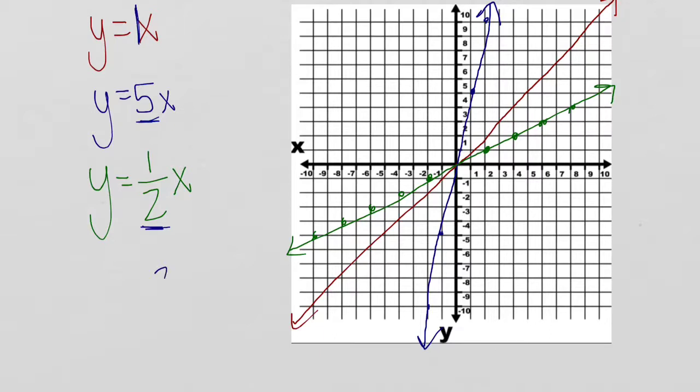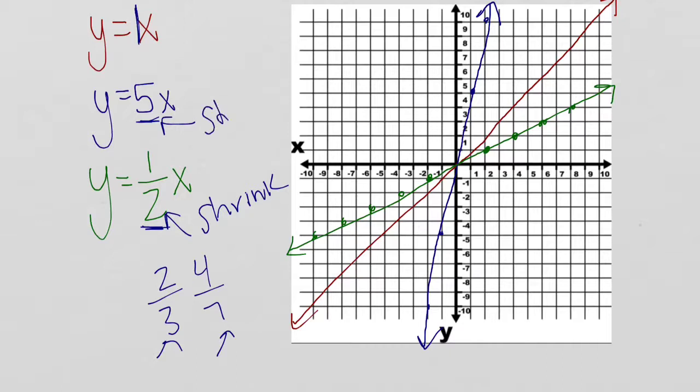So if I had a slope like 2 over 3 or 4 over 7, these bottom numbers are your run, remember, your rise over your run. I'm running more than I am climbing up and down. So I'm naturally going to be less steep. I'm going to have a lesser slope going on. And so if your number is a fraction, remember 0 to 1, you're actually going to be shrinking. And if your slope, your number in front, is bigger than 1, you're going to be stretching. And if it's equal to 1, you're doing nothing. So if you have a slope of 1, you haven't stretched or shrunk.